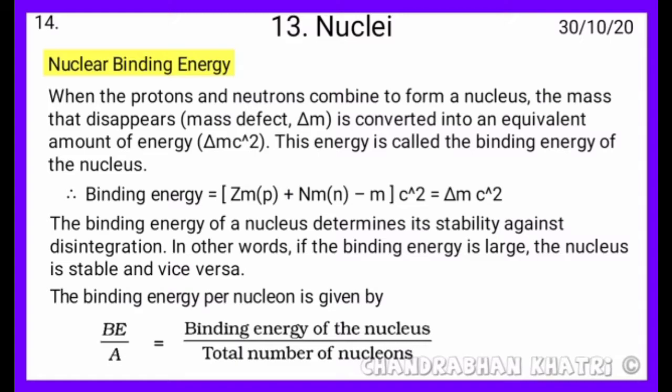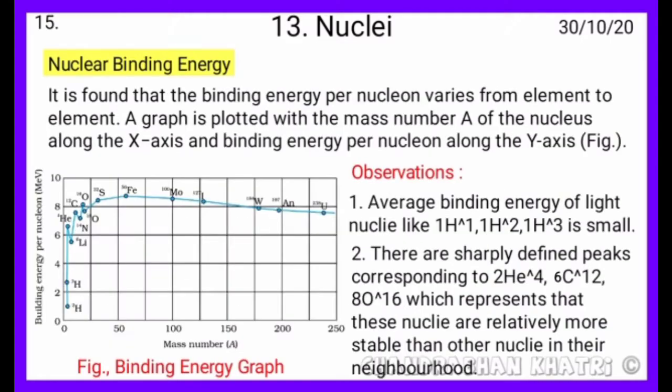The binding energy per nucleon is given by BE upon A, which is equal to the binding energy of the nucleus upon the total number of nucleons. It is found that the binding energy per nucleon varies from element to element. A graph is plotted with the mass number capital A of the nucleus along the x-axis and binding energy per nucleon along the y-axis, as you can see in this diagram.